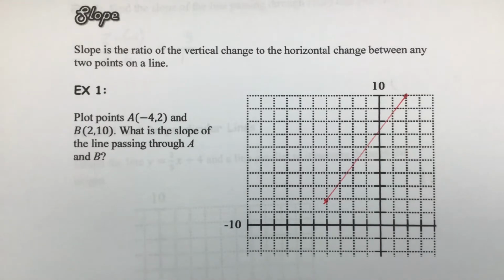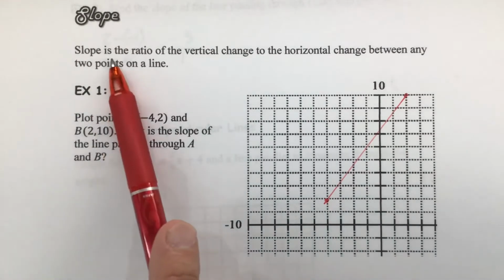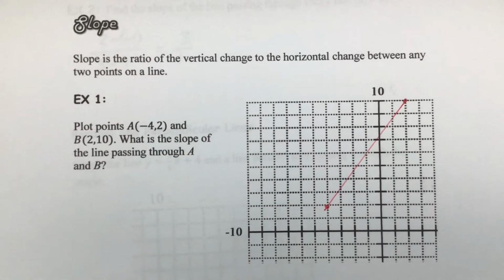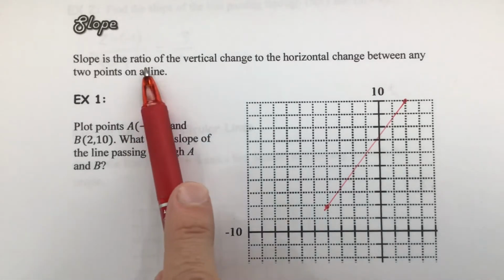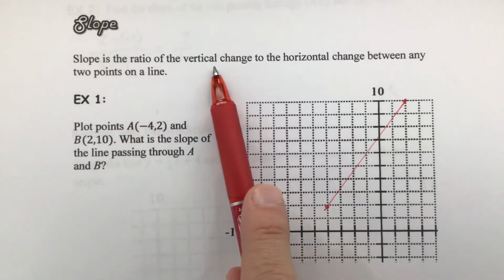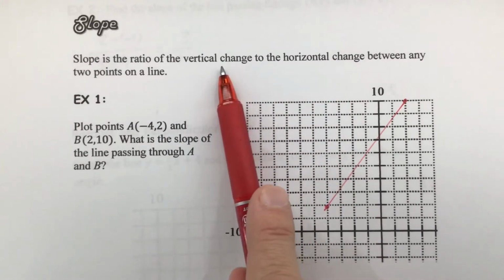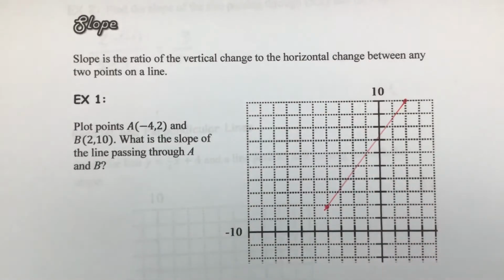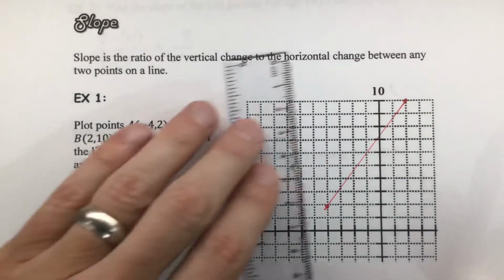All right, so let's talk about what the definition says. Slope is a ratio. A ratio, simply put in math class, is a fraction. Yes, it's a comparison of two numbers, but the way that we always mathematically deal with a ratio is in fractional form. So we're thinking of a fraction that has the vertical change to the horizontal. That means the vertical change is going to be the numerator, and the horizontal change is going to be the denominator.